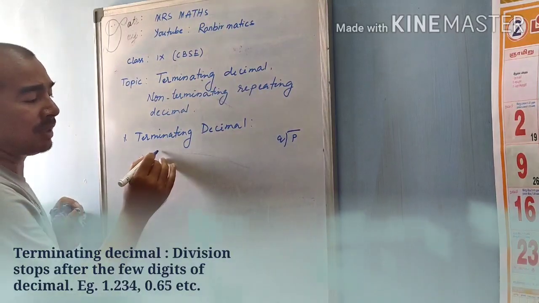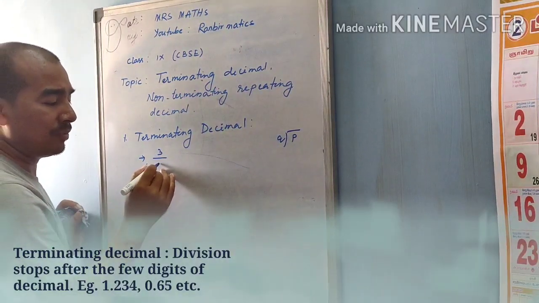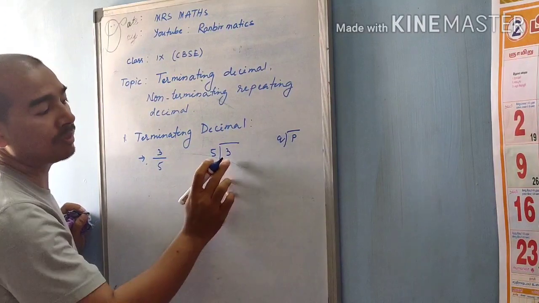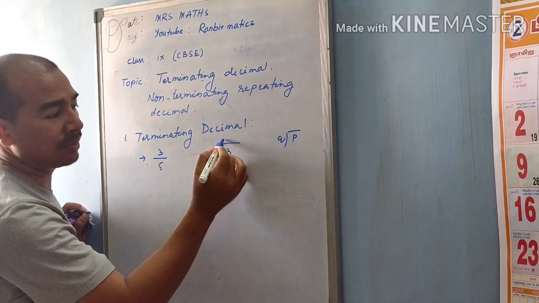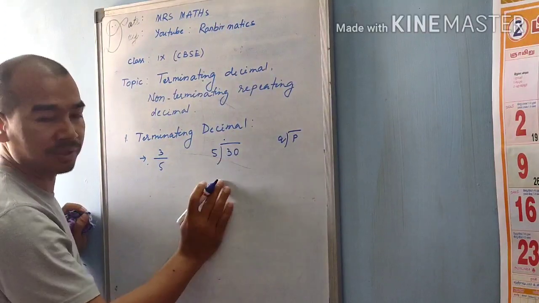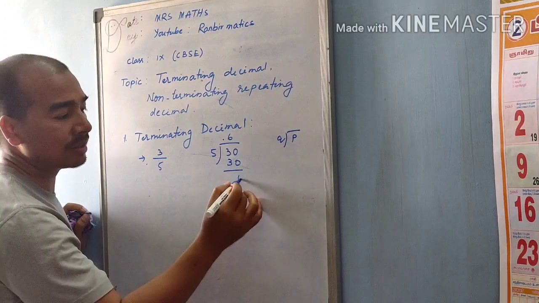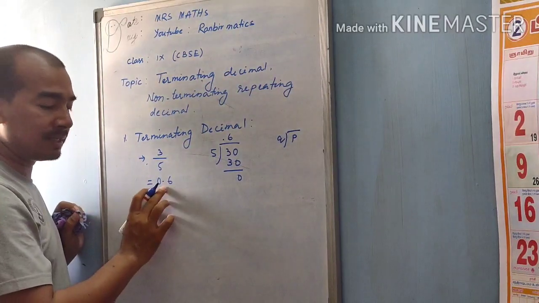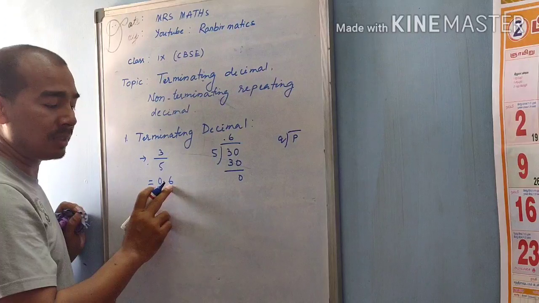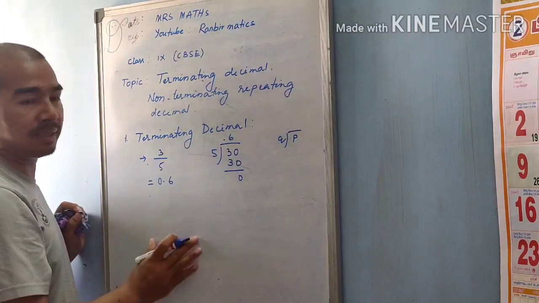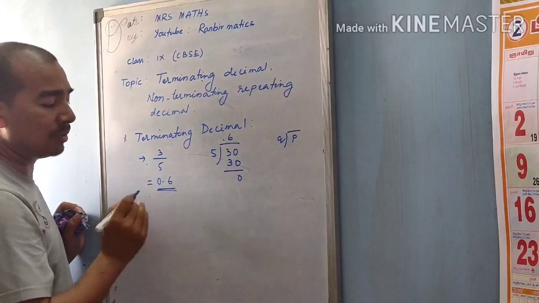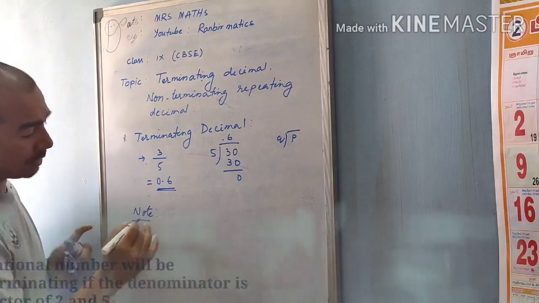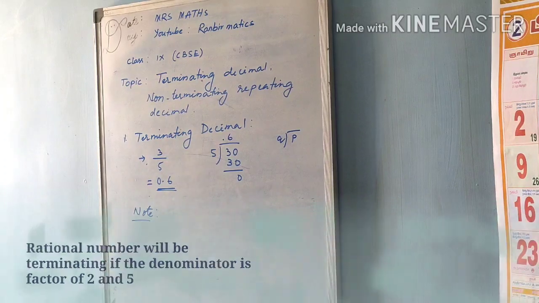For example, I divide 3 by 5. 3 is smaller than 5, we can't divide, so we put 0 here, then the point, then it becomes 30. 5 sixes are 30. Now the remainder is 0. So 3 by 5 can be written as 0.6. Here after the point it goes one digit, then the division is ended. The remainder is 0. So this type of decimal, what do we call? Terminating decimal.